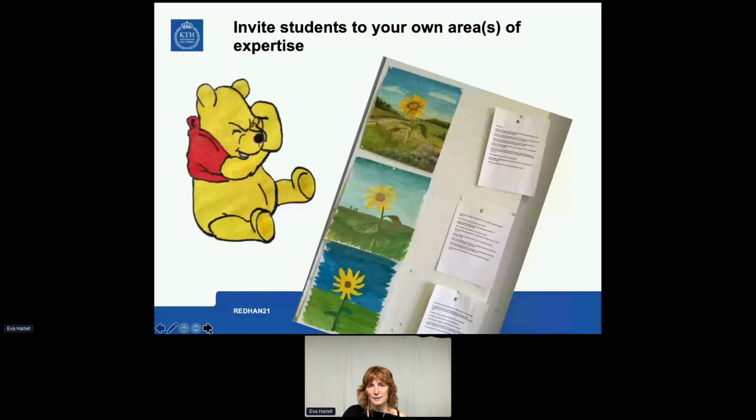So this is a way to invite your students. Well, actually, this is a shout out. Invite students to your own areas of expertise. You can do this in different ways. This is an example from a school in Haninge, where in a very nice way they have produced different exemplars, and also they have posted the requirements, the knowledge requirements, the criteria for each grade.